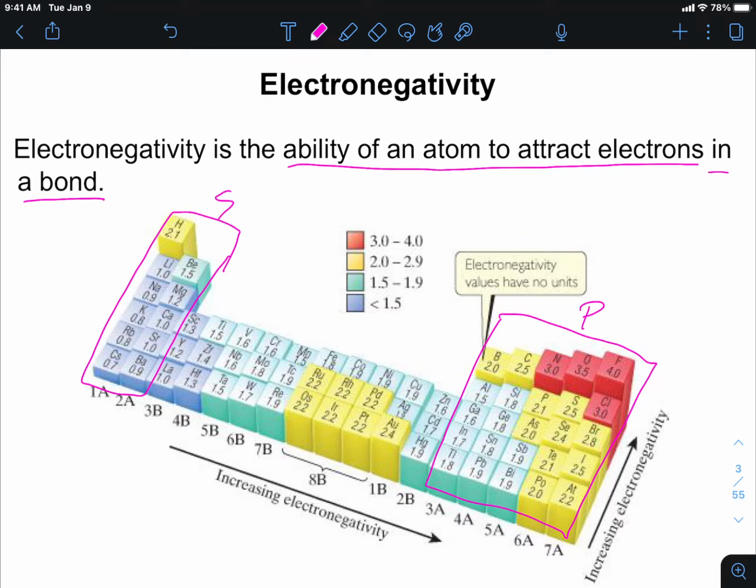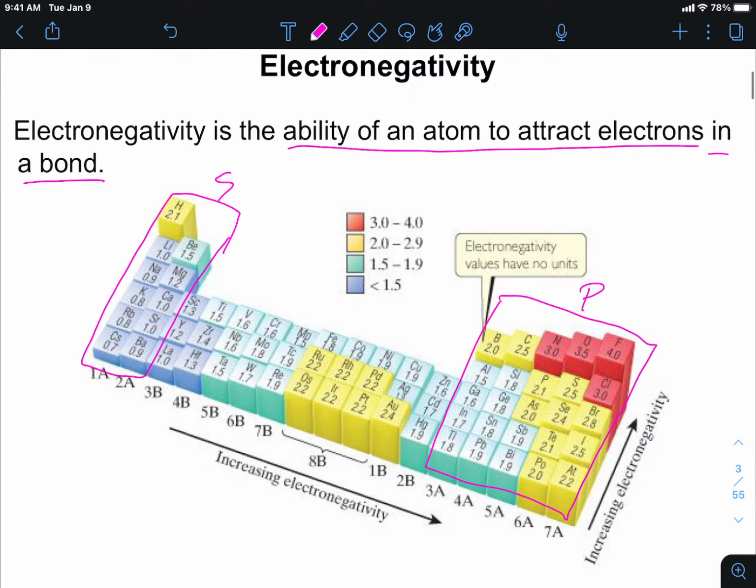So, first and foremost, you should be able to find electronegativity for any element on your periodic table. So, what's the electronegativity for arsenic, As? 2.0, right? Okay. So, you're going to need to be able to do that.